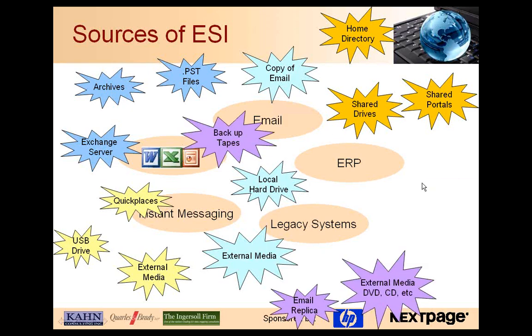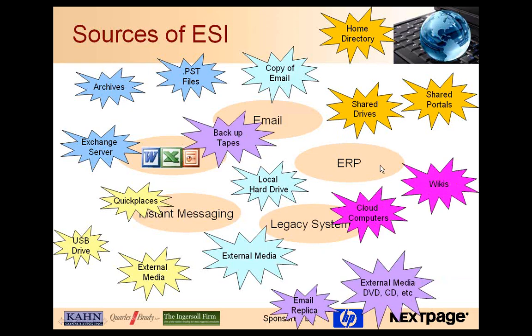From these 5 main sources of information, there are all different kinds of places where they can reside. Information can be saved these days on cloud computers, in wikis. A lot of organizations are using SharePoint portals. Organizations use shared drives. Copies of email can be stored to servers for those who use Lotus Notes. Many individuals have their own PST or folder systems that they can use to store their email.